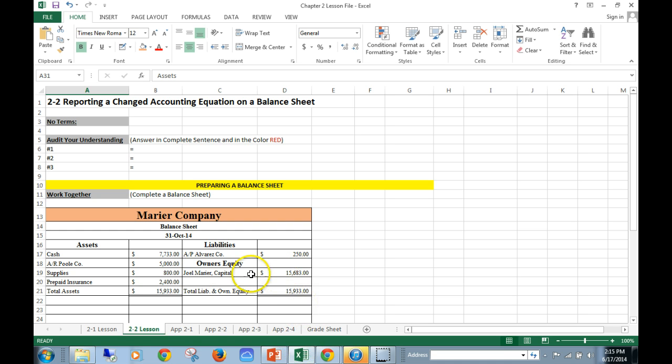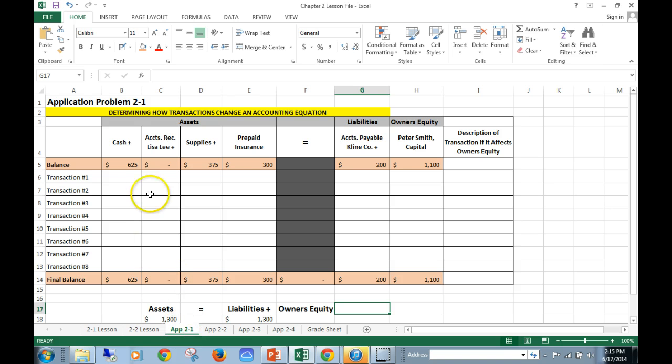So on your Excel file here, you see App 2-1. I've put this together for you. I'm on page 33. It says Peter Smith operates a service business called Peter's Service Company. Peter's Service Company uses the accounts shown in the following accounting equation. Use this form right here that you see on your screen to complete the transaction. And you notice that you have 8 transactions.